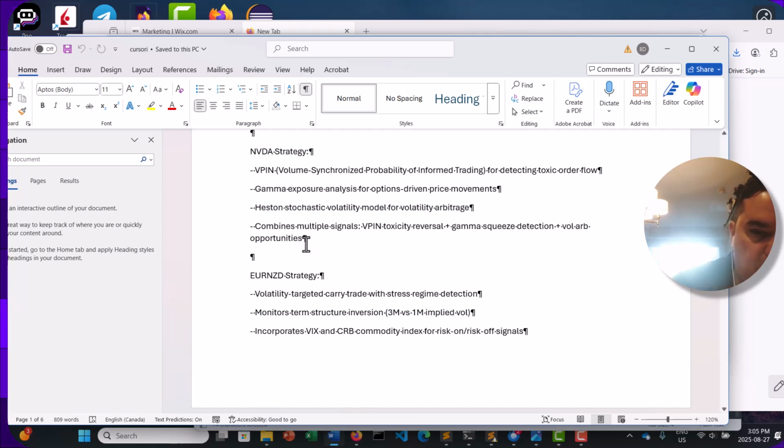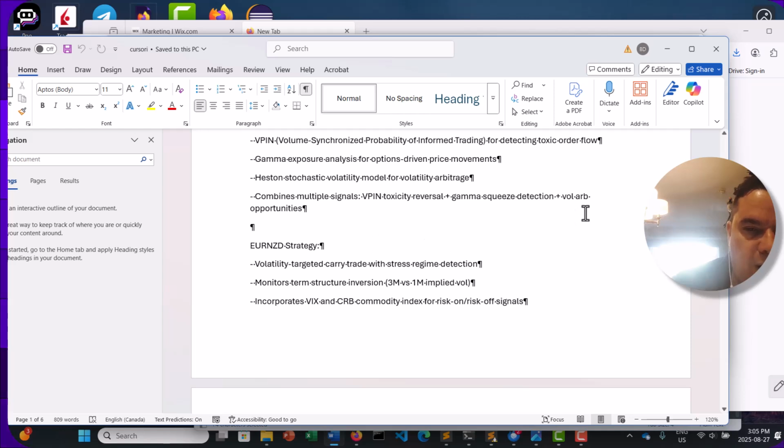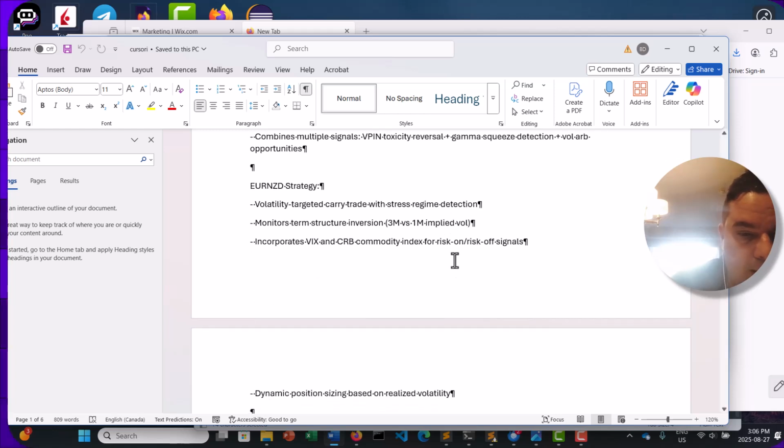And then, of course, we combine the different signals: the VPIN and toxic reversal, the gamma squeeze detection, and the volatility arbitrage opportunity. So it's three separate ones combined to make one model, and this is what typical HFT shops will probably use. More sophisticated ones, they'll build their own proprietary ones, but these are the ones that the AI knows about. And the last one we did is EUR/NZD, euro New Zealand dollar, which is a Forex pair.